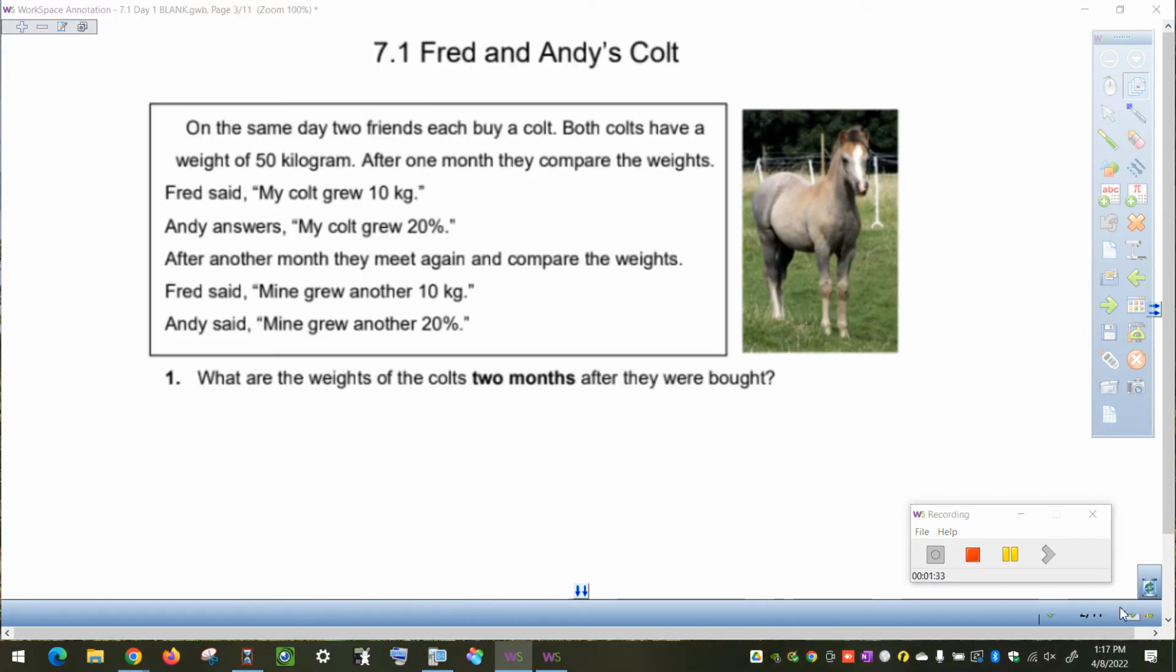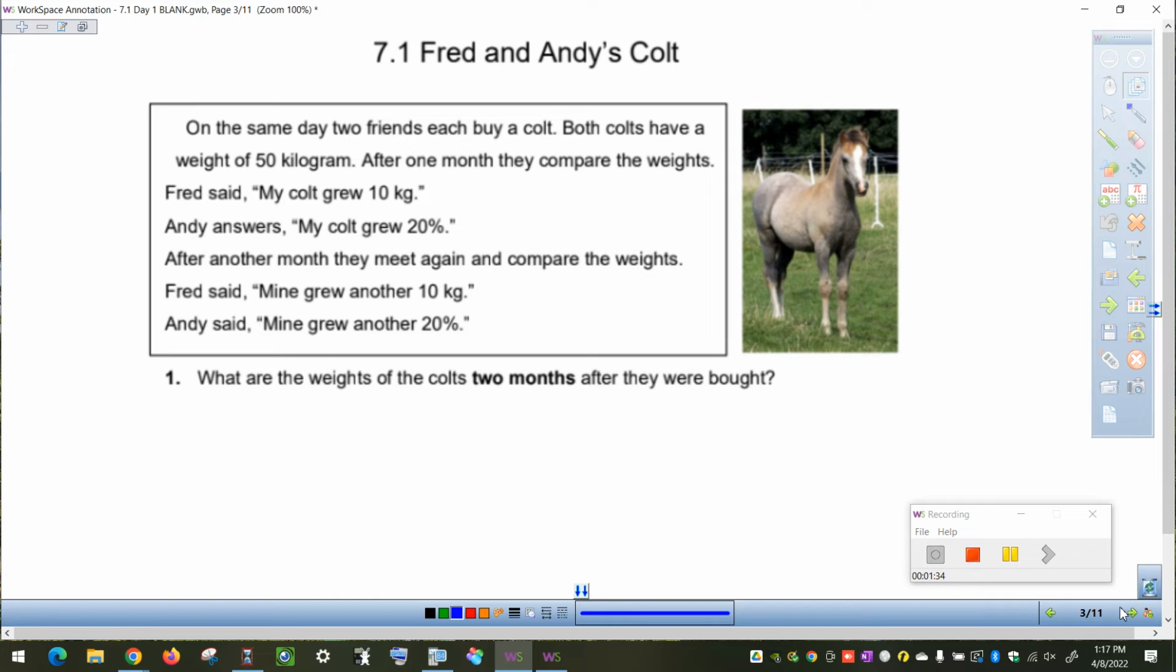So today is all about Fred and Andy. These are two friends, and on the same day, they each buy a colt, like a little baby horse. And both colts have a starting weight of 50 kilograms. 1 month goes by, and the friends come back together, and they compare the weights.